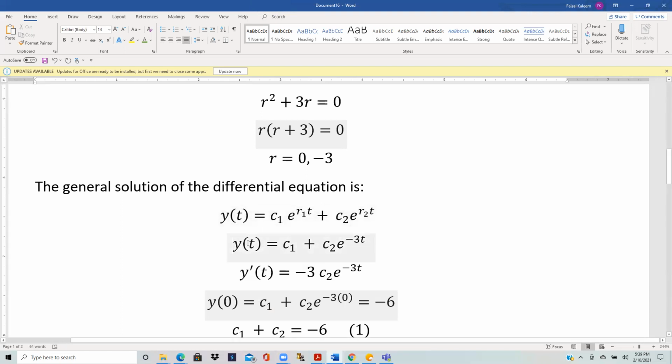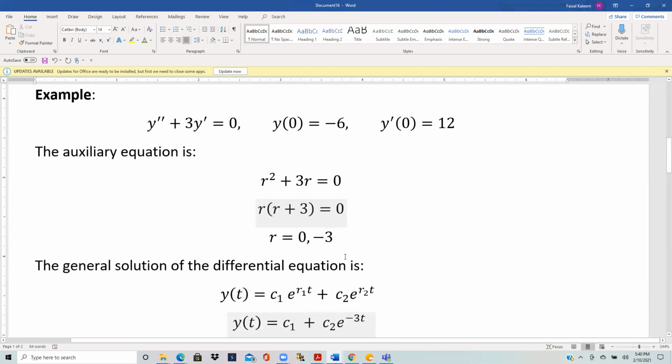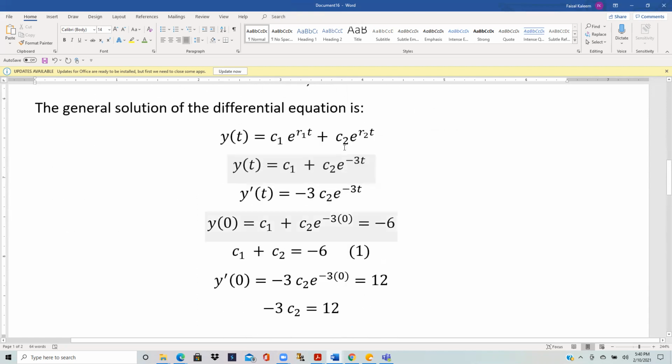So when you take the derivative of this, the derivative of C1 is 0 because C1 is a constant. And then the derivative here is C2 e power negative 3t times negative 3. So you get negative 3c2 e power negative 3t. And now the first condition was y of 0 equal to negative 6. So y of 0 is obtained by substituting 0 here. So you get c1 plus c2 e power 0, and that's equal to negative 6. And so this simplifies to c1 plus c2 equal to negative 6.